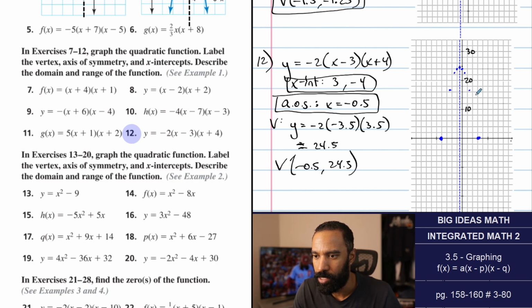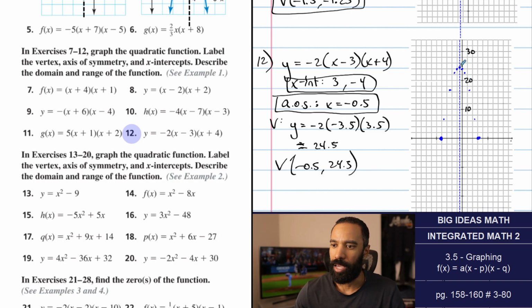2, 4, 6, 8, 10. I should be better at this. 12, 14, 16, 18, like that. And that's all I'm going to fit, because after that we get the x-intercepts, and that's pretty good. Okay, you get that falling effect there. Nice smooth curve to your x-intercepts. So I have them labeled and good to go.